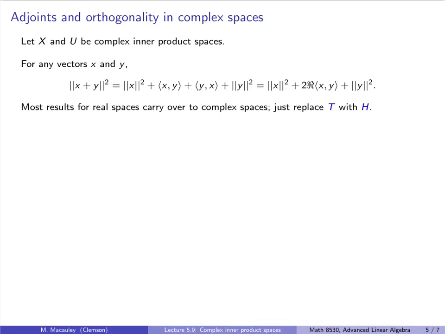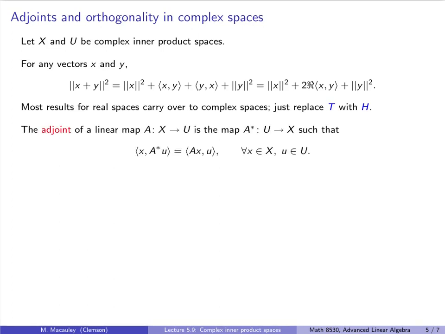Most results for real vector spaces carry over to complex spaces. All we have to do is replace T for transpose with H for Hermitian. For example, the adjoint of a linear map A from X to U is the map A star from U to X, such that the inner product of x with A star u equals the inner product of Ax with u for all x in X and u in U.